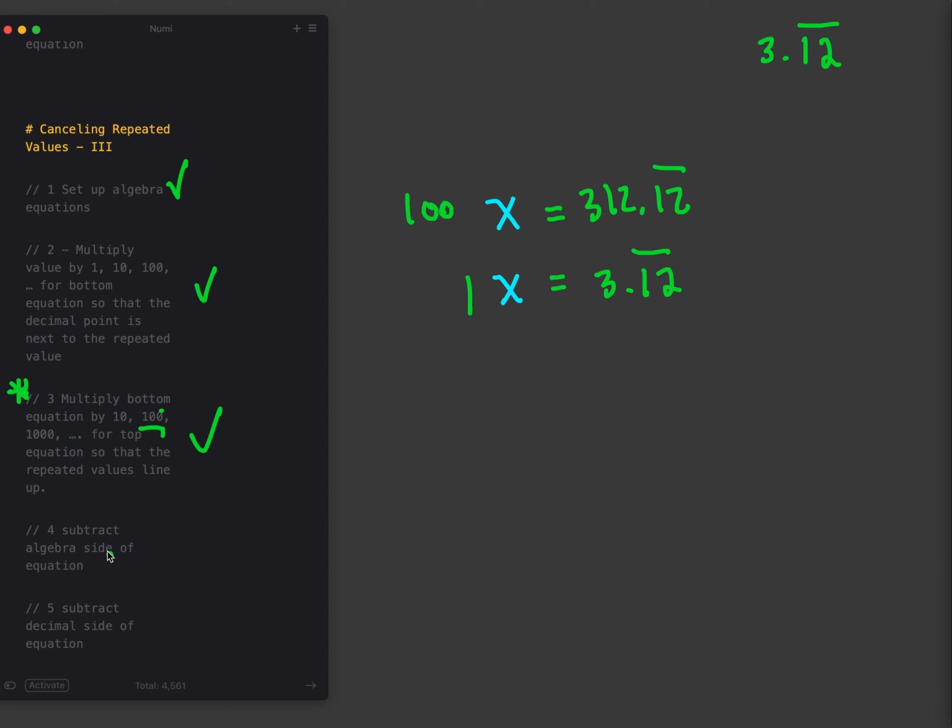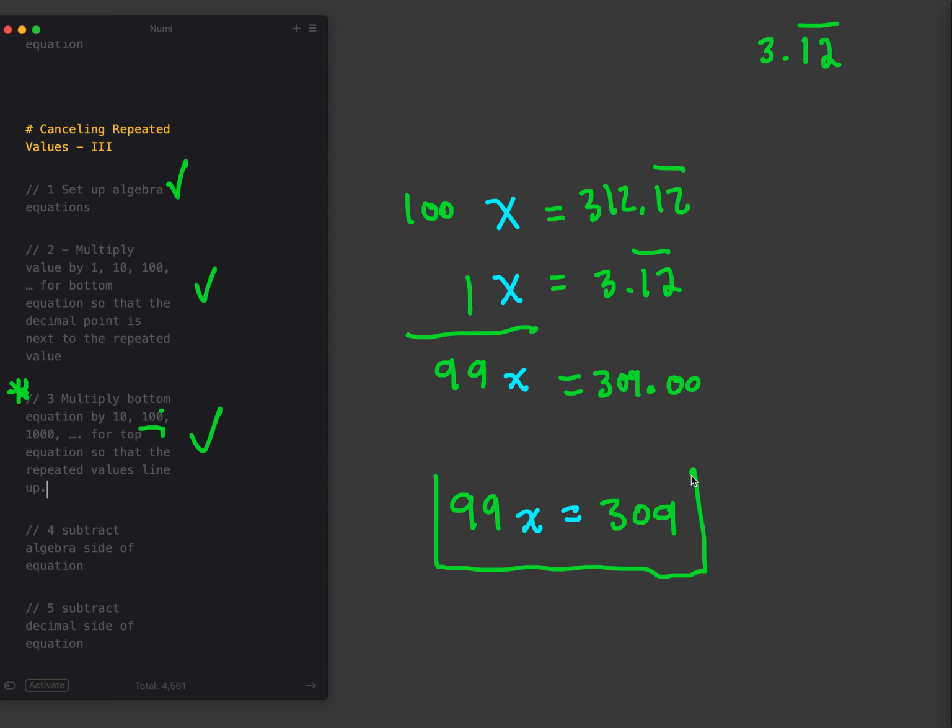Great. Next, we are going to subtract the algebra side of the equation. So I have 100x minus 1x, and that's going to give me 100 minus 1 is 99. X stays the same, equals, and then I have 312.12 repeating minus 3.12 repeating. My 0.12's repeating ends up being 0.00, which is exactly what I wanted. And 312 minus 3 is actually going to give me 309. Cleaning this up just a little bit, 99x equals 309. And that is everything for this example.